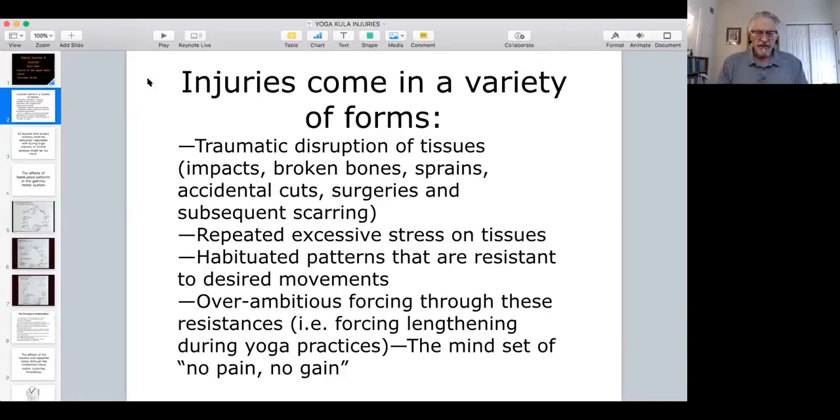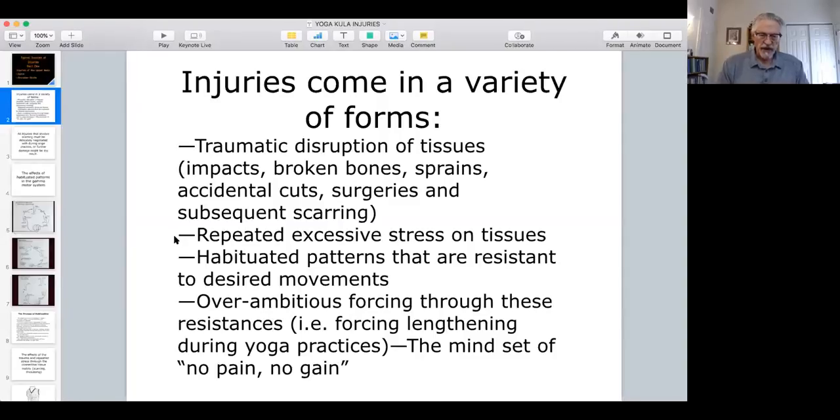So traumatic injuries can be traumatic disruption of tissues like impacts, car accidents, falling off your bicycle and so on, which can result in broken bones, sprains, accidental cuts, and the deliberate cuts of surgeries. And all of these are trauma to the tissue, and all of these result in subsequent scarring, thickening of the connective tissue as the fibroblasts stream in to repair the damage and fill the gaps that have been created by disruptions.